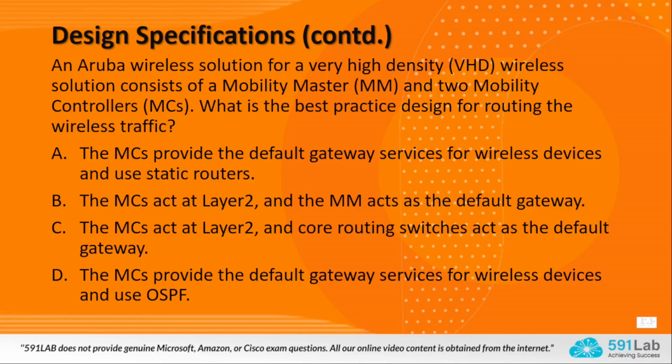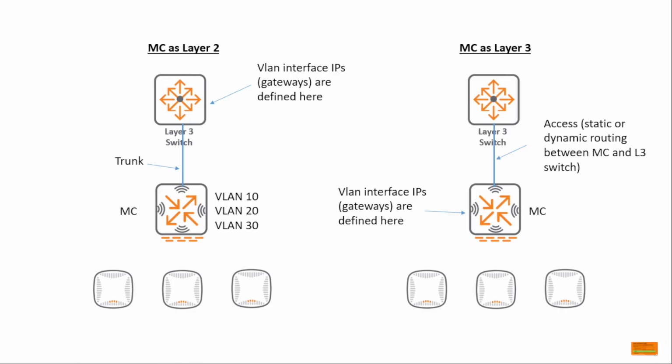Since the question asks about routing, let me show you the default gateway possibilities in a controller-based solution. Look at the picture. Now here you can see a mobility controller as layer 2. So we are defining our VLANs in the mobility controller, and those VLANs are transported to the layer 3 core switch via this trunk. And all these VLAN interfaces, switch virtual interfaces, are defined in this core switch. So the gateway IPs are here. The mobility controller works as a layer 2 device, and all this layer 3 function is on the core switch.